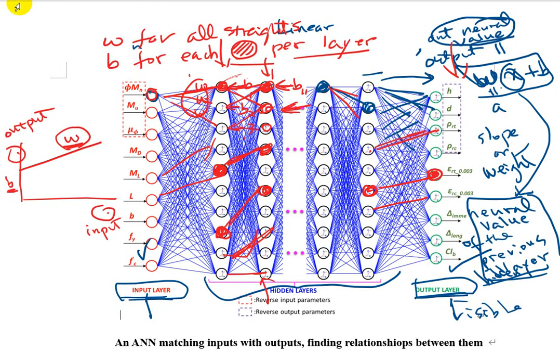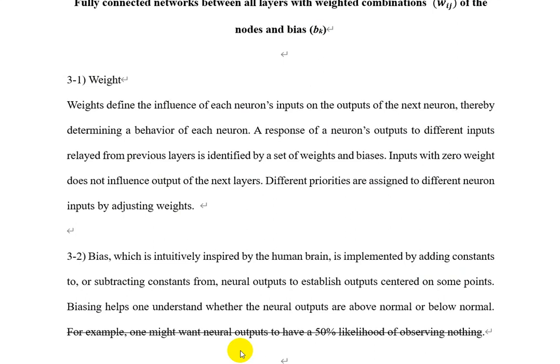Now we're going to take a look at how we're going to perform training. Training is a process in which we are finding all these W's and B's based on the big data. Let's take a look at what weights do for us in the neural networks. Weights define the inference of each neuron's input on the neurons of the next layer.